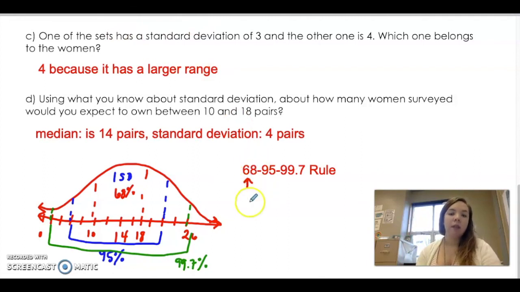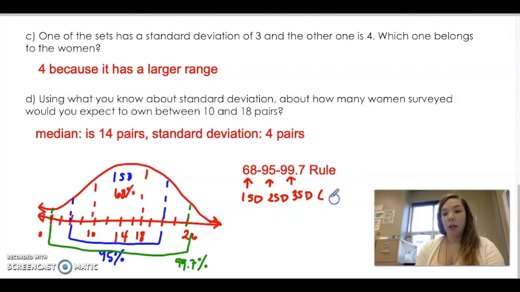Okay, and what that means is 68% of our data is within 1 standard deviation. 95% is within 2 standard deviations, and 99.7% is within 3 standard deviations of the median. So when it says, using what you know about standard deviation, about how many women surveyed would you expect to own between 10 and 18 pairs? Since it's in that first standard deviation, we would expect 68%. Okay, and we get that from this rule or this theorem.